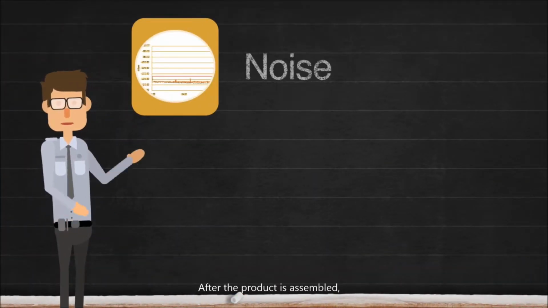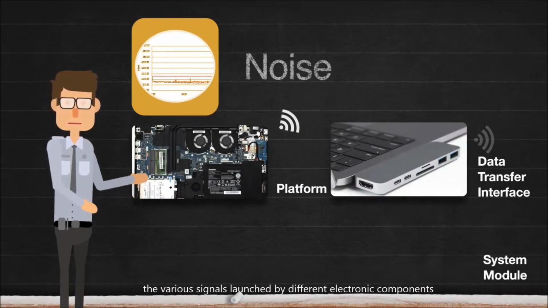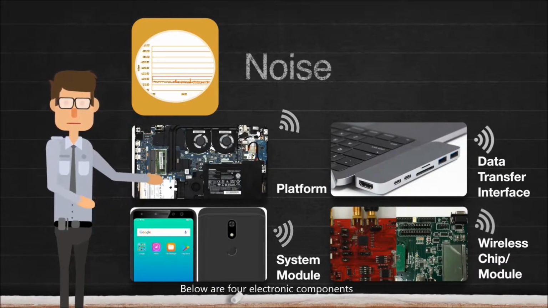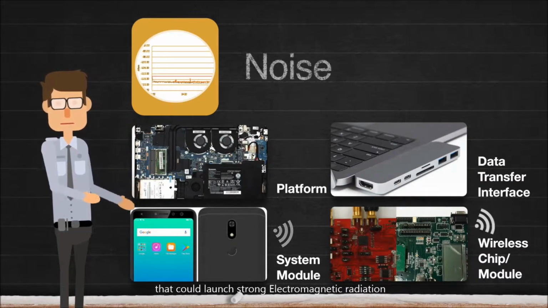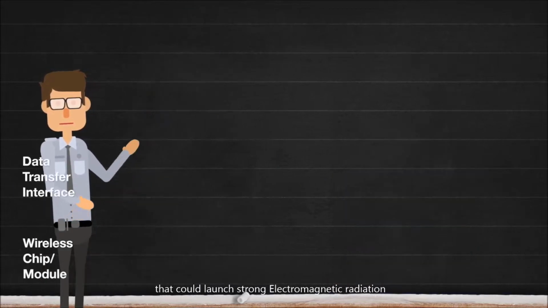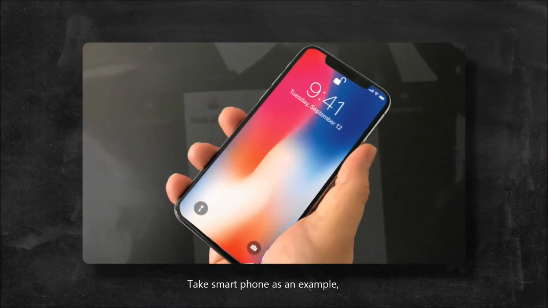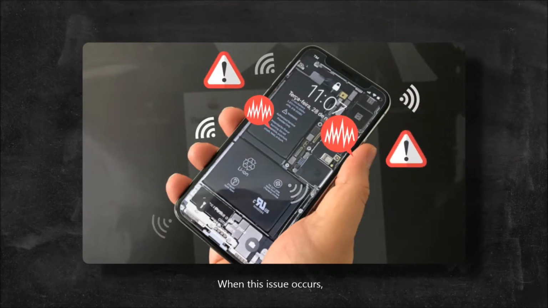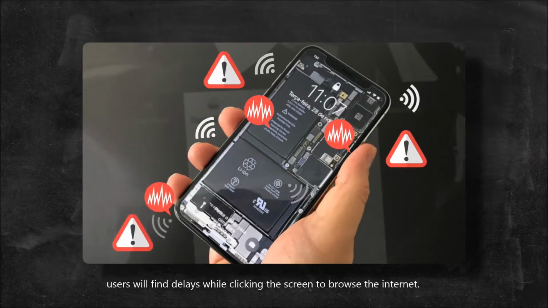After the product is assembled, the various signals launched by different electronic components might become noises, affecting wireless performance. Below are 4 electronic components that could launch strong electromagnetic radiation. Take a smartphone as an example. The interference could be caused by the noises that are created by the panel and antenna. When this issue occurs, users will find delays while clicking the screen to browse the internet.